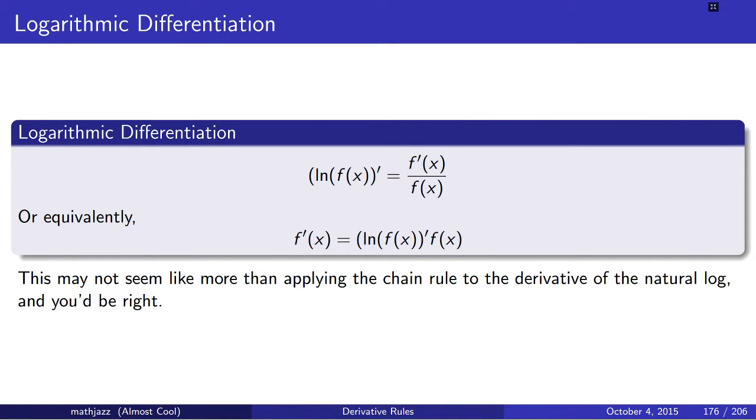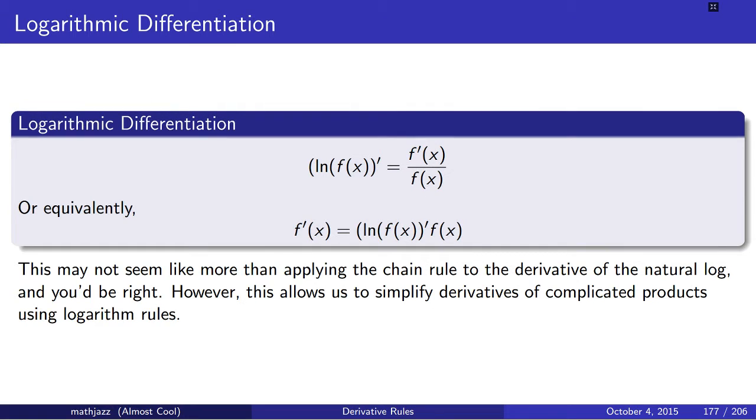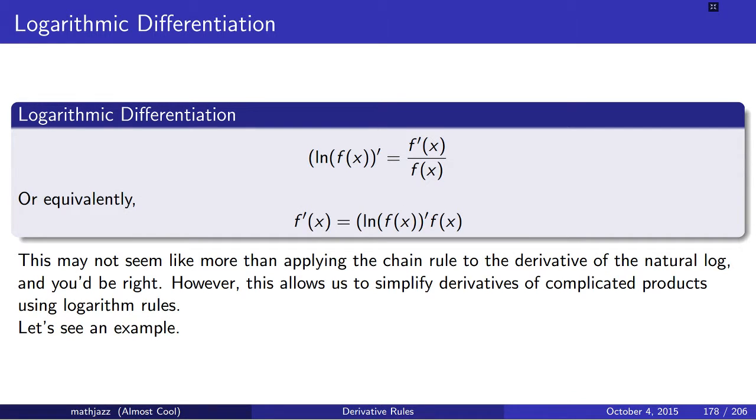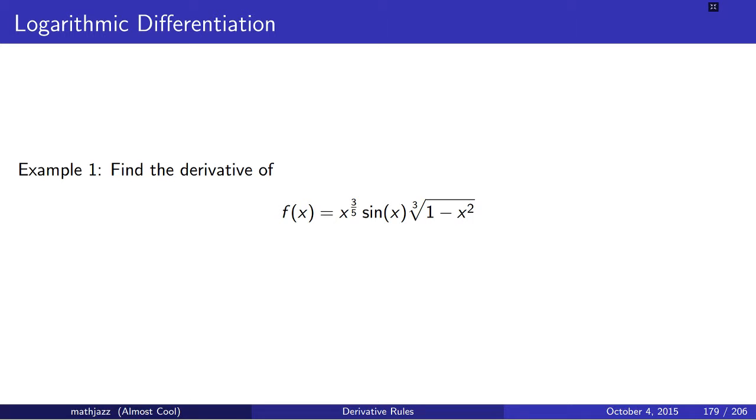This may not seem more than applying the chain rule to the derivative of the natural log, and you'd be right, that's exactly what this is. However, this allows us to simplify derivatives of complicated products and quotients using logarithm rules. Let's see an example. We're going to find the derivative of f of x when f of x equals x to the 3/5 power times sine of x times the third root of 1 minus x squared.